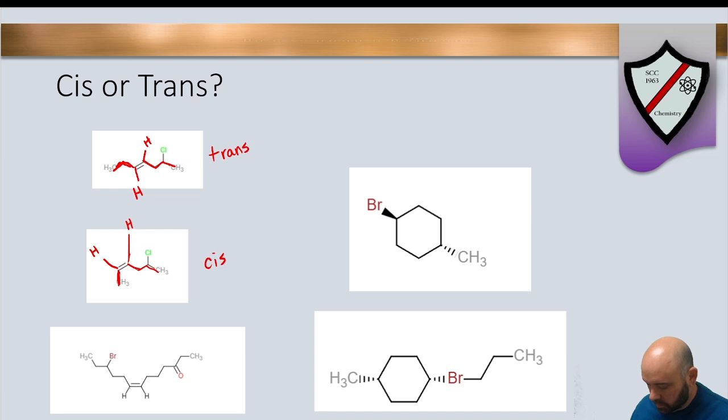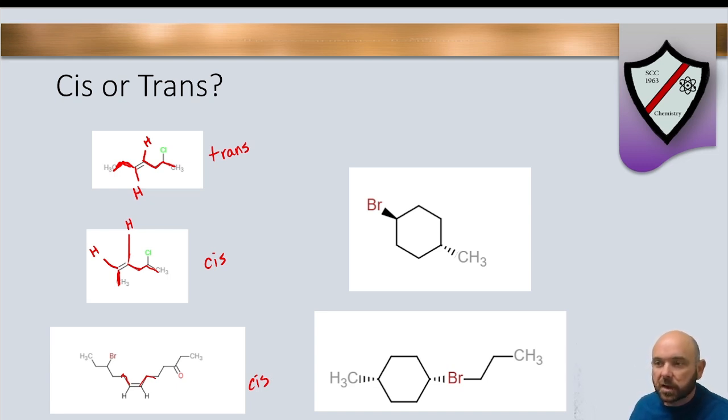The next one here, we see the hydrogens are already drawn in for us, and it looks like both of the long chains, both of the large substituents on this molecule, are on the top side or going up, if you will, away from the double bond. So this would be a cis molecule.